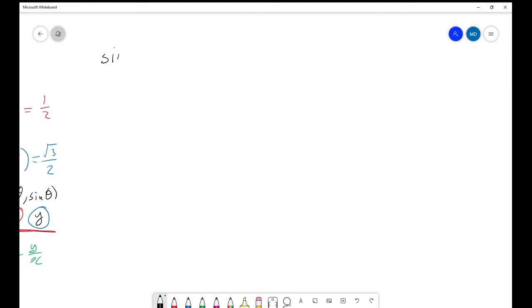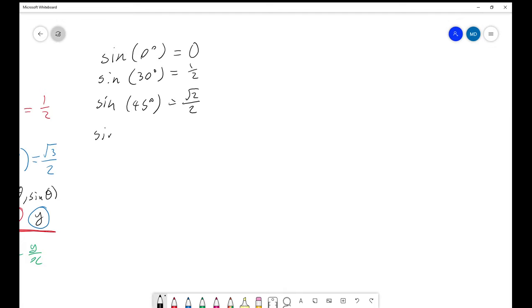So sine of 0 degrees is 0. Sine of 30 degrees is 1/2. Always, absolutely always. Sine of 45 degrees is √2 over 2. Sine of 60 degrees is √3 over 2. And sine of 90 degrees is equal to 1. Always. So those are your values for sine.